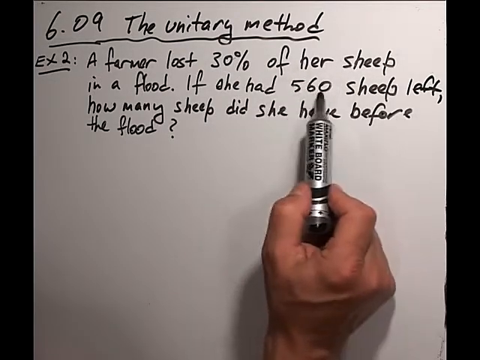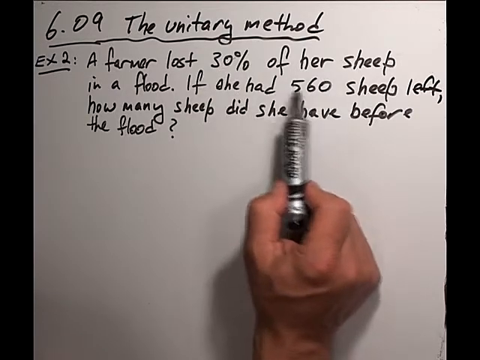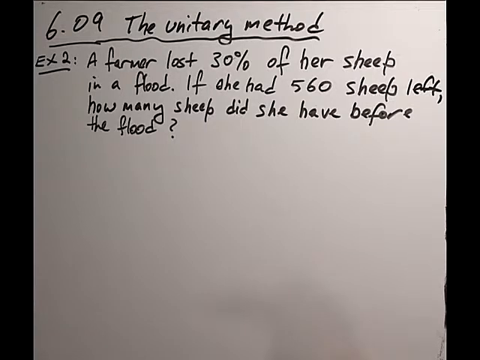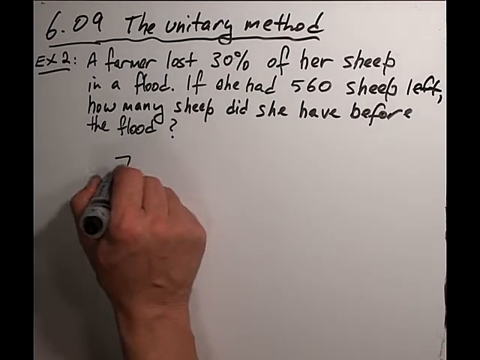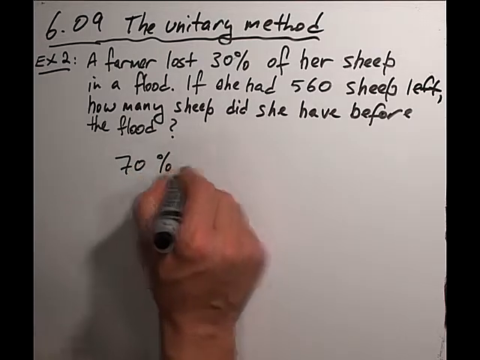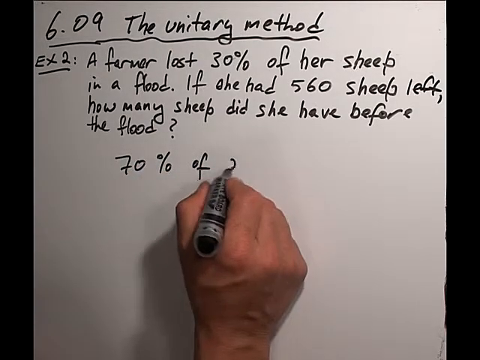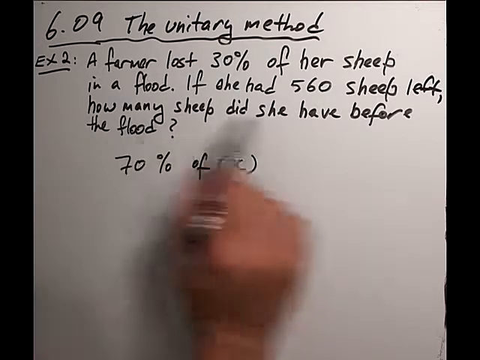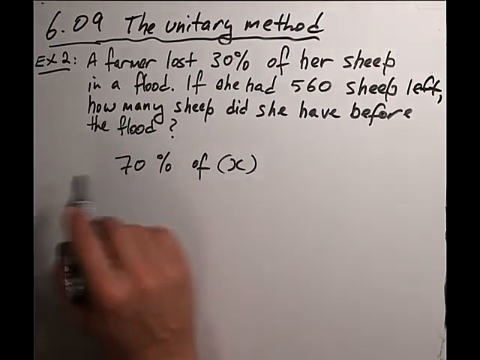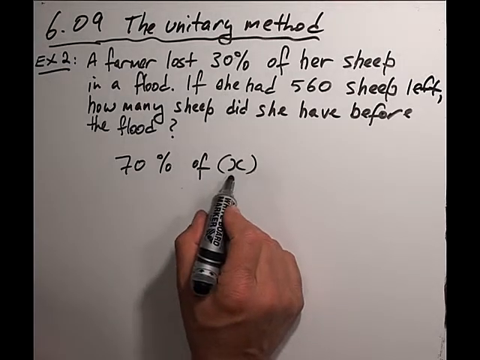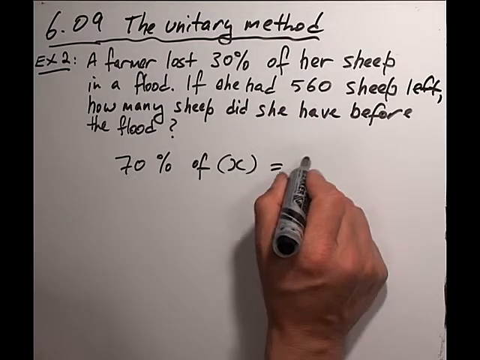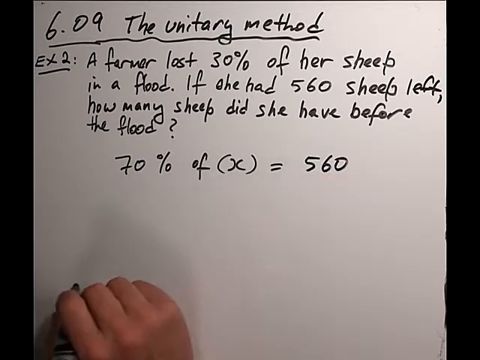So that means the 560 is not 30%, but the 560 is 70%, because that's how many sheep she has left. So now we can write that 70% of X, which is my total amount. How many sheep did she have? Total amount of sheep did she have before the flood? My total amount is X. So 70% of X is in fact how much she's got left, which is 560.